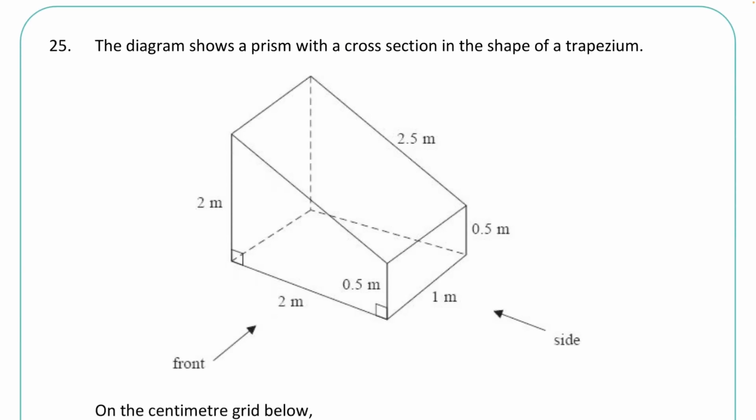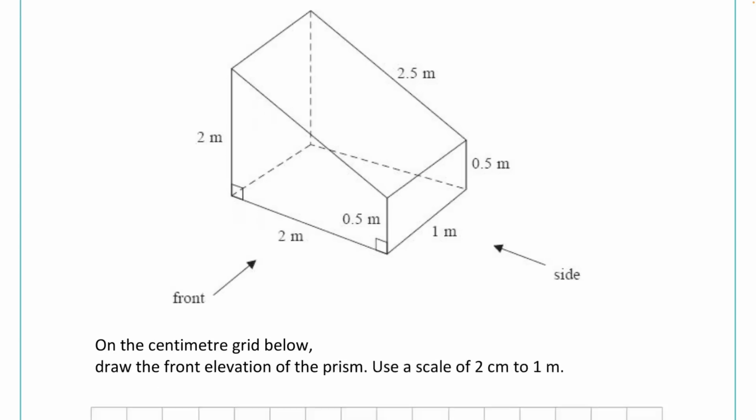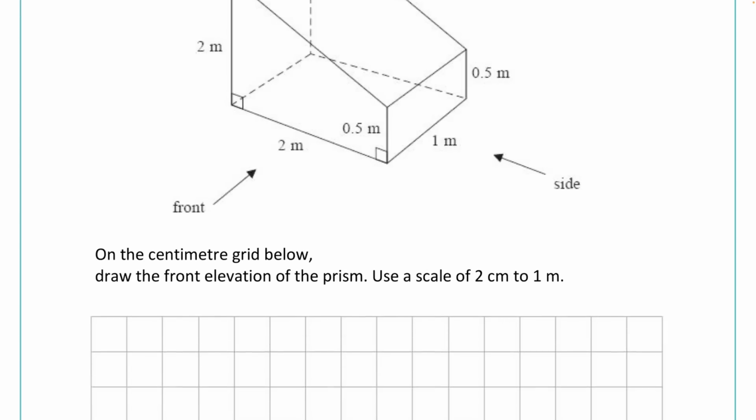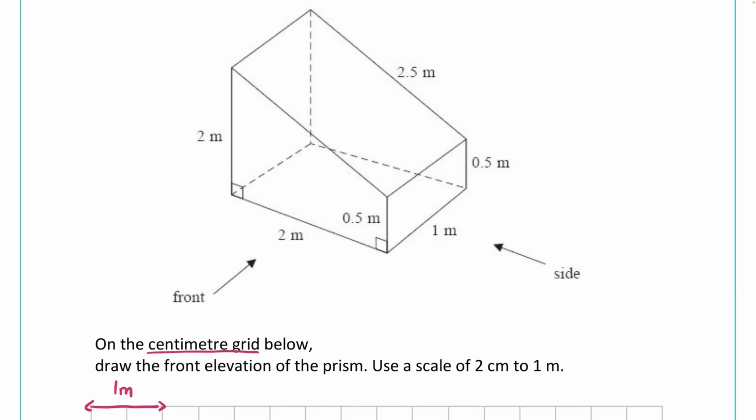Okay, so on to our next question. We are looking at a plan and elevation. So it says here the diagram shows a prism with a cross section in the shape of a trapezium. On the centimetre grid below, draw the front elevation of the prism and use a scale of 2 centimetres to 1 metre. So it is a centimetre grid, so every 2 centimetres here is 1 metre. So we have to draw a front elevation, which is this trapezium on the front. If I sort of highlight it, we are going to draw this shape here.